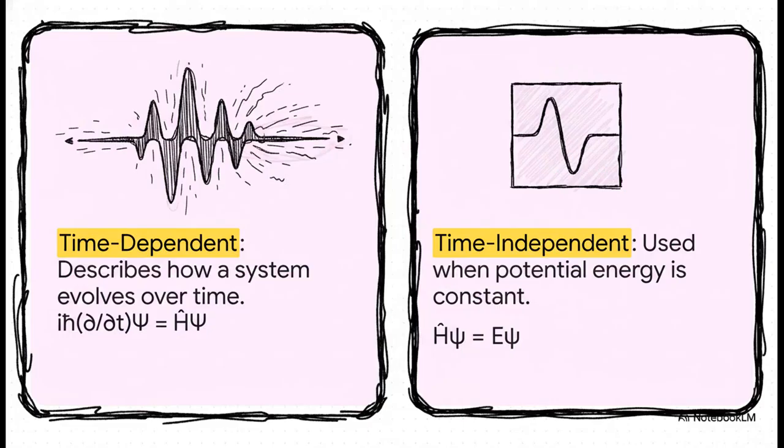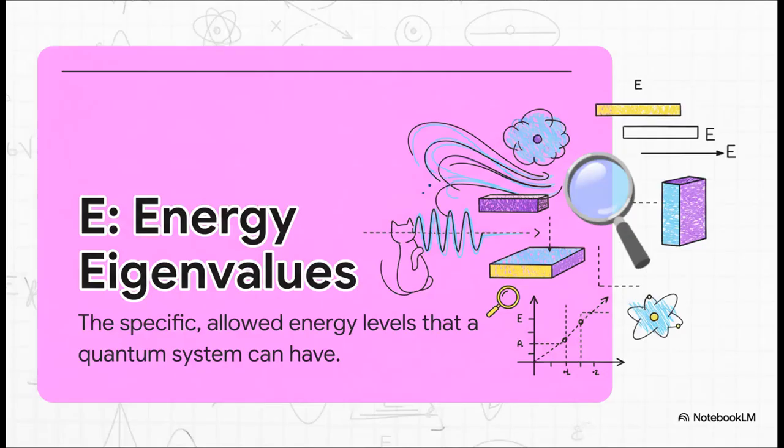And you can see them right here, side by side. On the left, there's our original equation, the one for systems that are evolving. But look at the one on the right, so much cleaner. That's the time-independent version. We use this when a system's energy is constant. You'll notice the Hamiltonian and the wave function are still there, but now we've got a brand new letter, E. This E, as you might guess, stands for energy.